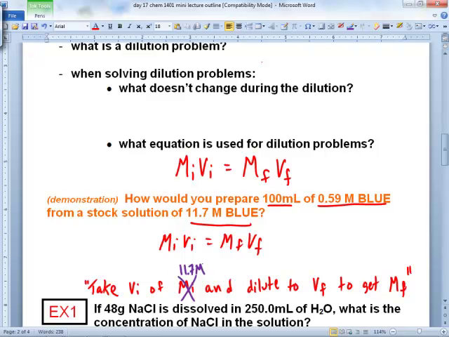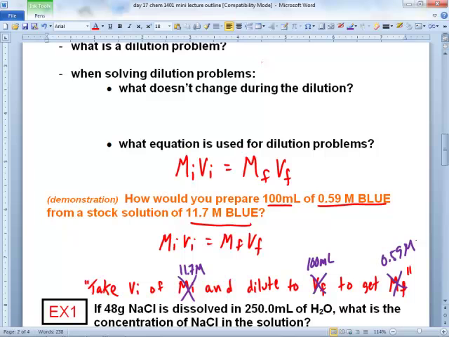And what's VF? Do you see it? 100 mils. So you're not going to say VF. You're going to say 100 mils. And what is my MF? 0.59 molar. Does everybody see that? Right? So we're going to take VI of 11.7 molar and dilute to 100 mils to get 0.59 molar.